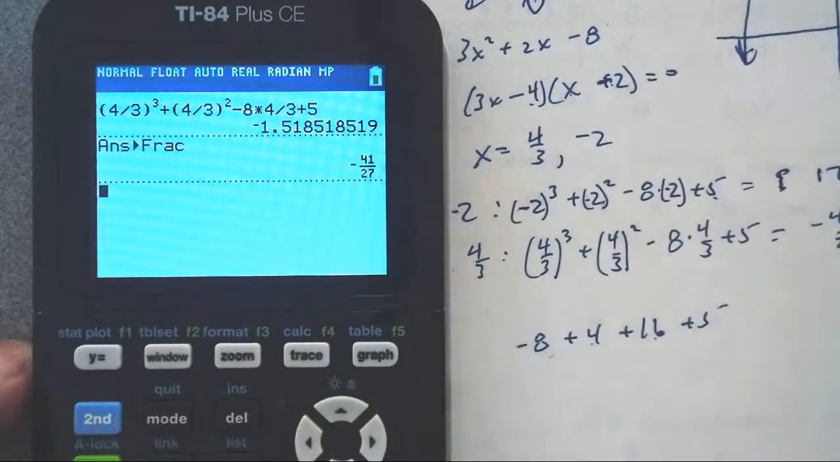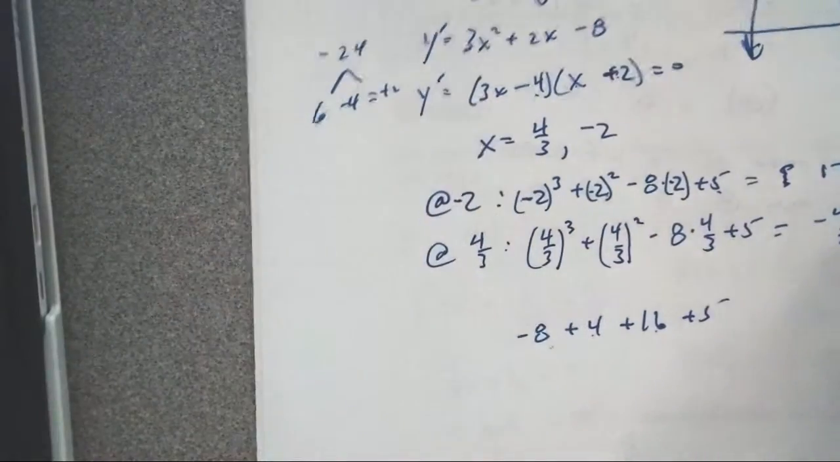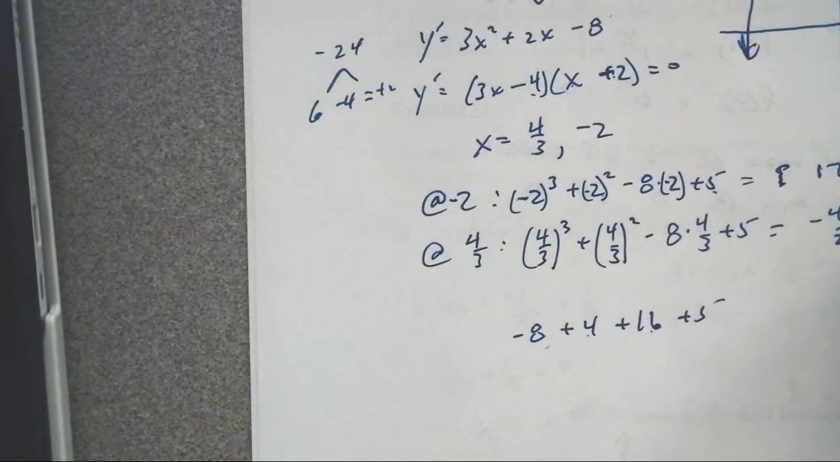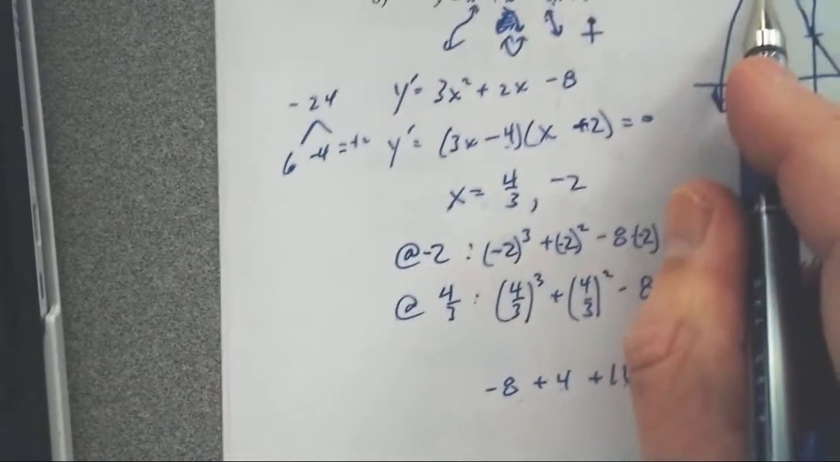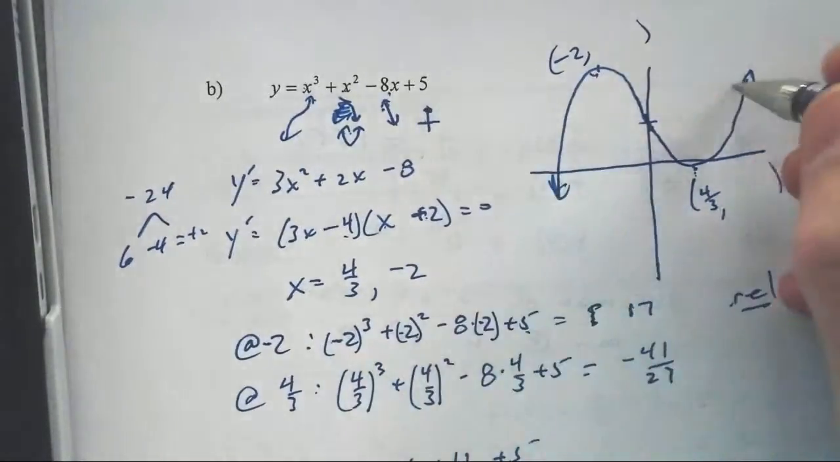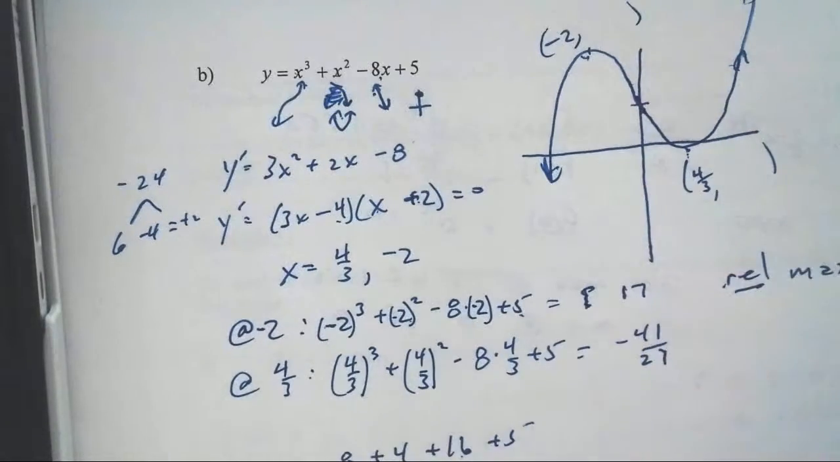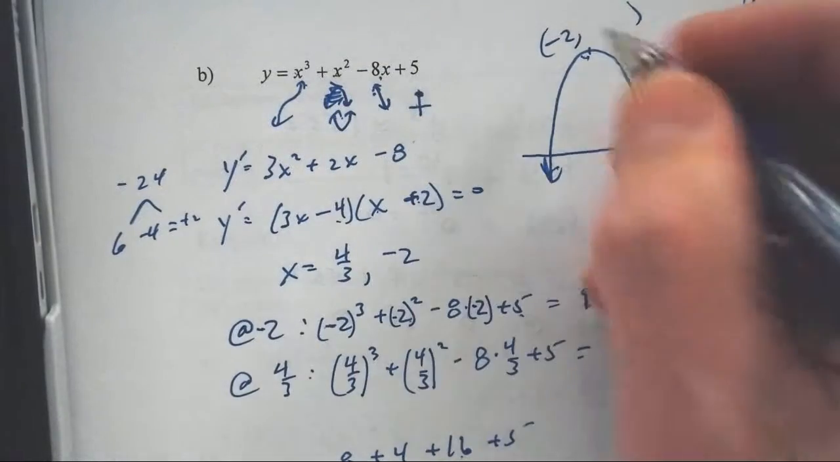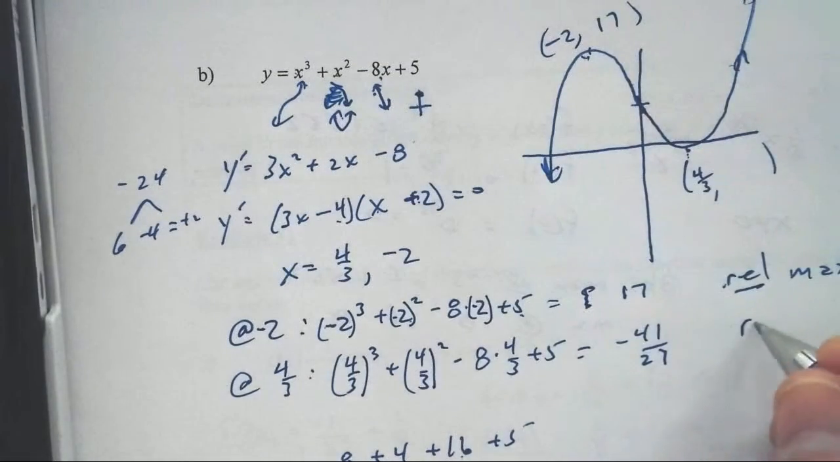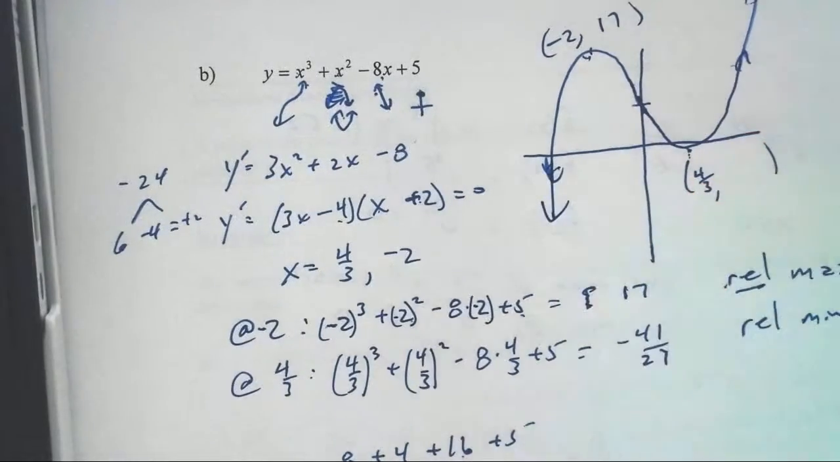We're up at 17, those are believable. So we have a relative maximum. It's definitely not the maximum. That is not going to beat this guy. We have a relative maximum at negative 2 of 17. And we have a relative minimum. It's not going to be more minimum than that, at 4/3 of negative 41 on 27.